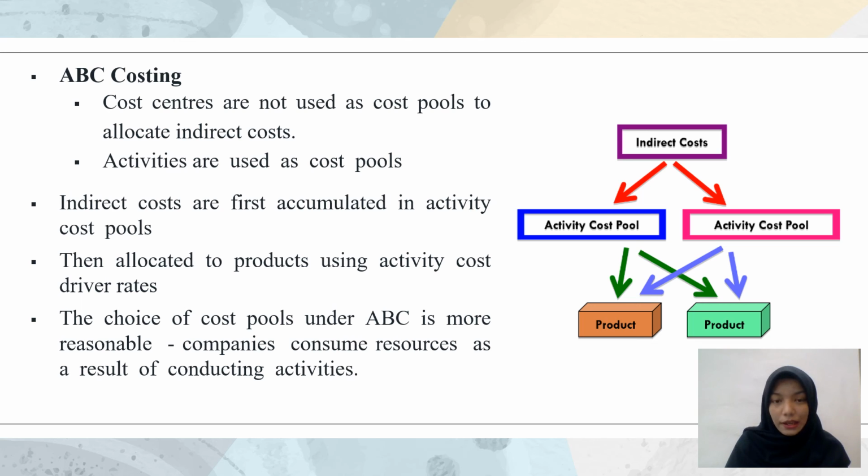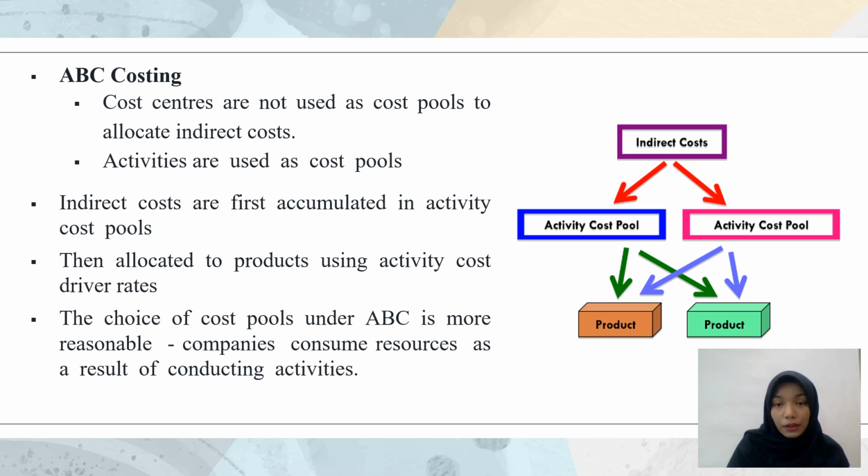Under ABC costing, cost centers are not used as cost pools to allocate indirect costs, but instead, activities are used as cost pools. Indirect costs are first accumulated in activity cost pools and then allocated to products using activity cost driver rates according to the product's requirements for different activities. The figure on the slides already shows the process. The choice of cost pools under ABC is more reasonable because companies consume resources as a result of conducting activities instead of having cost centers.